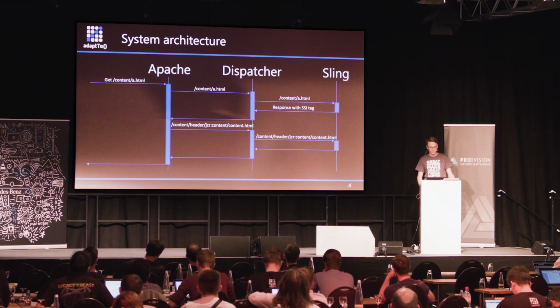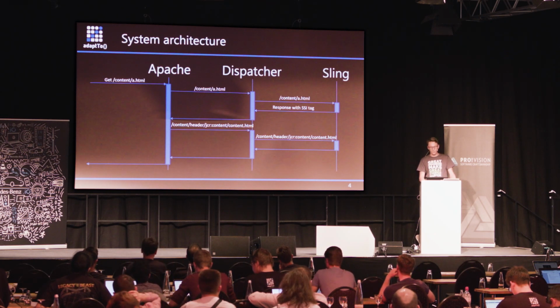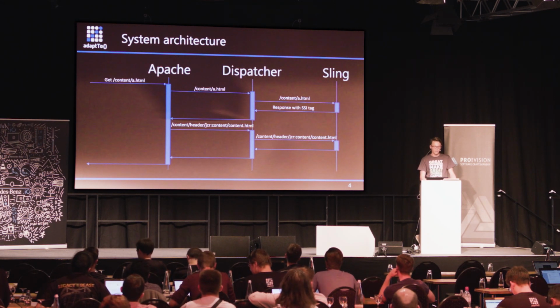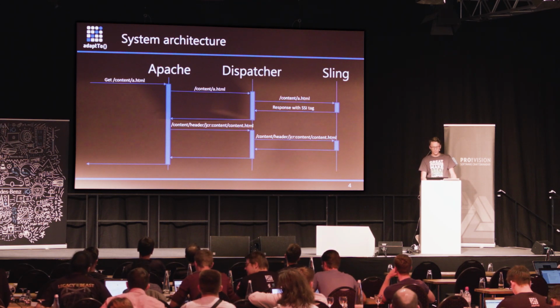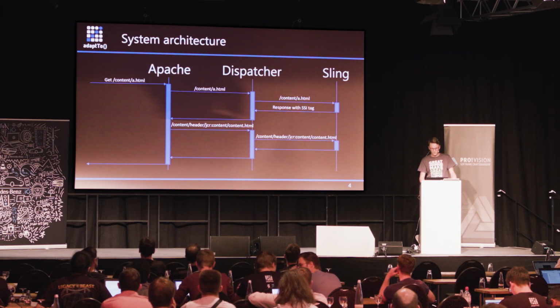So this is how the architecture looks like. We have Apache. After that, we have dispatcher and Sling. When we are requesting a single page, then on Sling level we are producing HTML with an SSI tag. After that, the page could be cached on dispatcher level. And when Apache sees an SSI tag inside the HTML document, it makes additional requests for that content. And in the end, it combines both responses and returns them to the user.